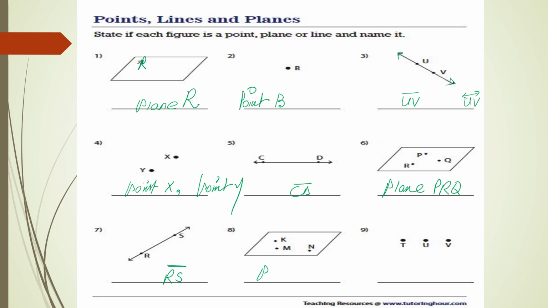Now here it is a plane, and inside the plane there are some points, so just write plane KMN. Now here are points, so you can write point T, point U, point N, point V. So write point T, point U, or point V.